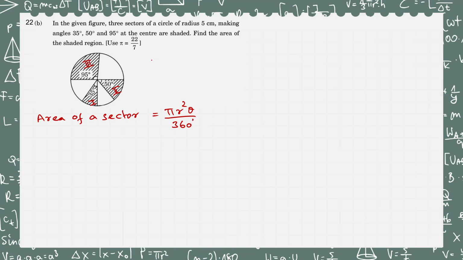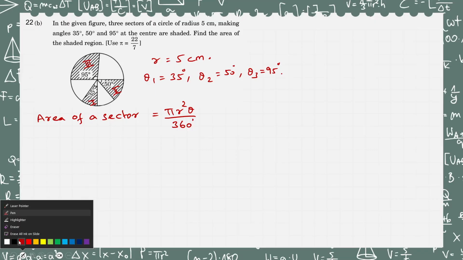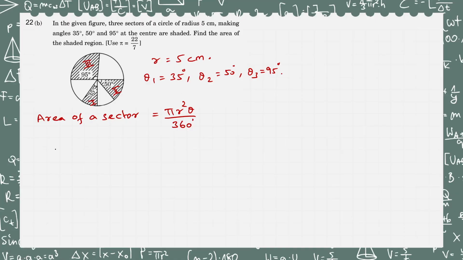In this sum, r is given to be 5 centimeter and value of theta will be different for everything, right? So we will call them theta 1, theta 2, theta 3. Theta 1 will be 35 degree, theta 2 will be 50 degree and theta 3 will be 95 degree. So let us see how we can find the areas of each of them.